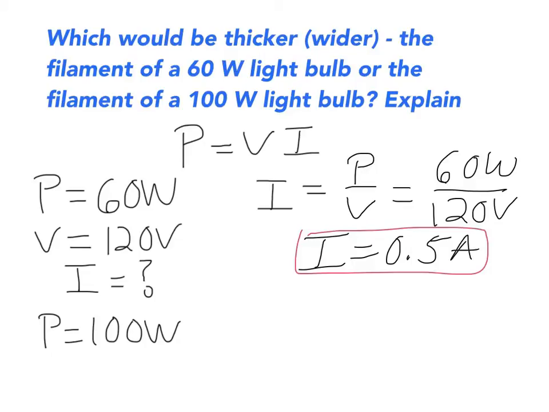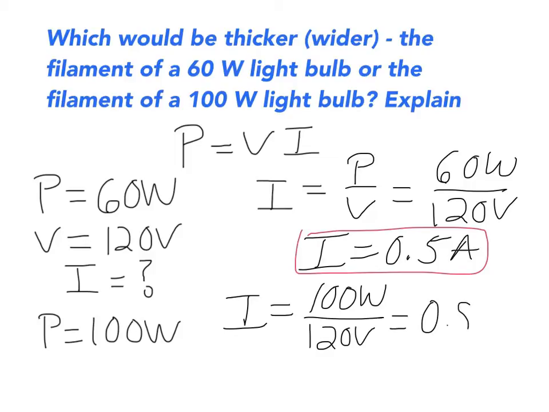Now let's do the other light bulb. The current is going to be 100 watts divided by 120 volts, and that's going to be 0.83 amps.